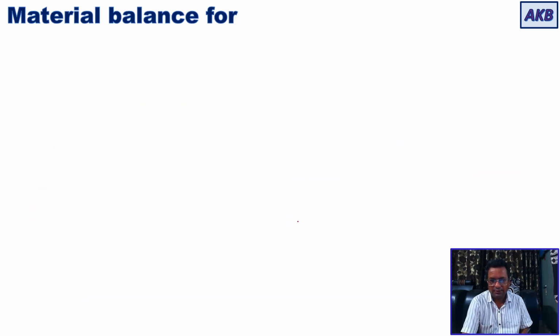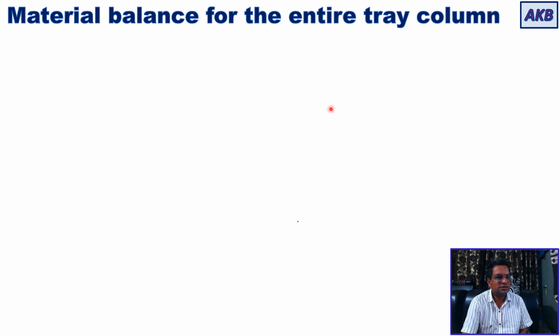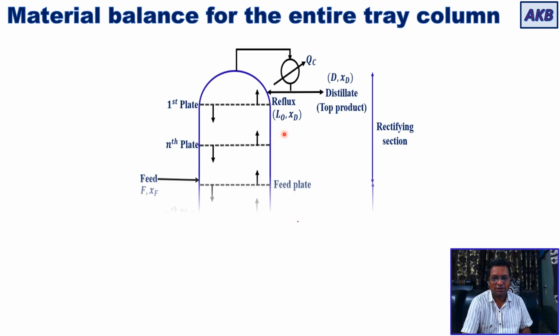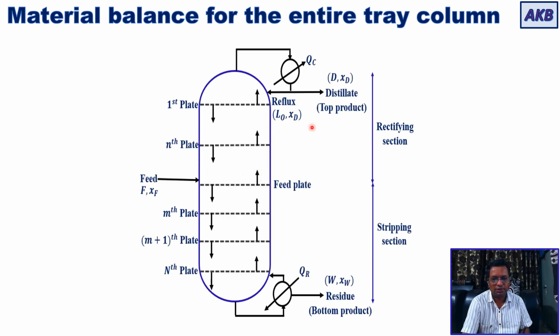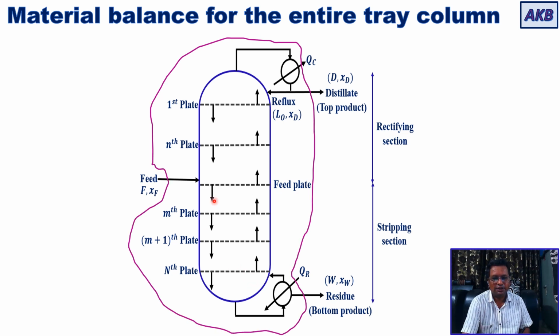Okay, then if you take material balance for the entire tray column. Now let us understand how to take material balance for the entire column. So I am showing the entire column, and now we are going to talk about material balance for the entire column. So if you look at the entire column and try to identify the material streams, you can identify the streams: the feed, second one is the distillate, and third one is the residue.